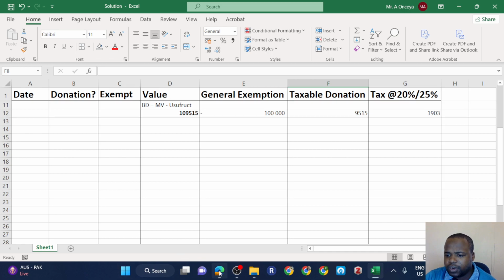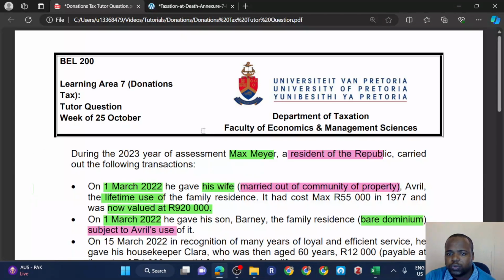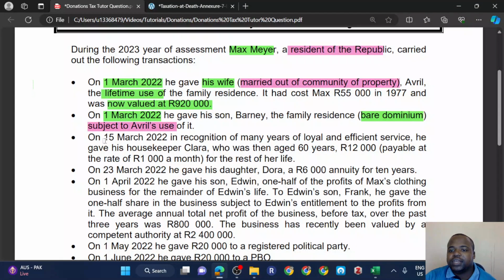Let us move on now to bullet point number 3, which says here, on 15 March 2022, in recognition of many years of loyal and efficient service, he gave his housekeeper Clara, who was then aged 60 years, 12,000 rands, payable at the rate of 1,000 rands a month for the rest of her life. So this is an annuity, guys, because Clara will be getting 12,000 rands per annum for the rest of her life. That's an annuity.